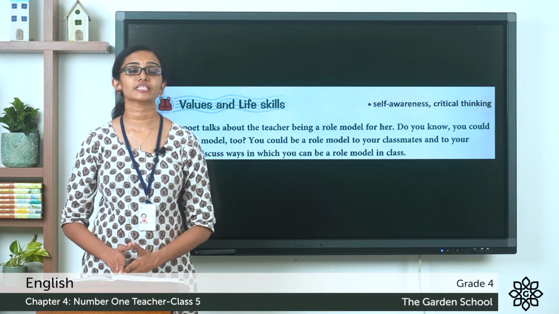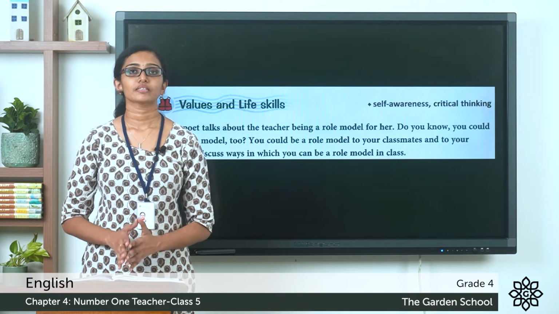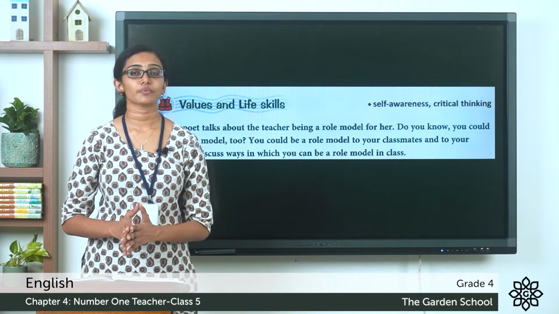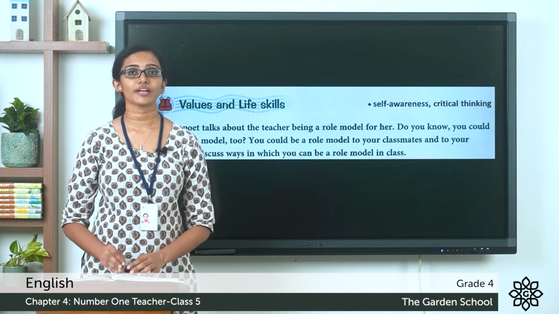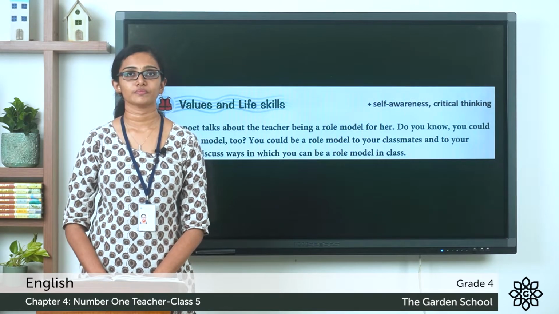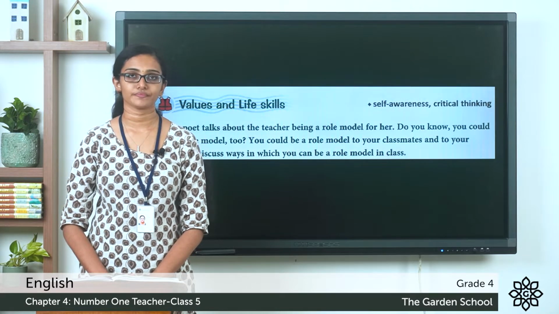These are some of the ways you can be a good student. Think of other ways how you can be a role model to other students. Think about it and you can note down the points in your notebook. This one you can do as an activity.